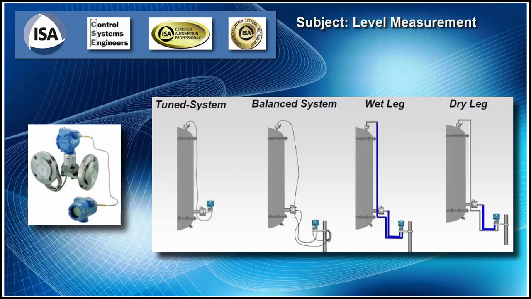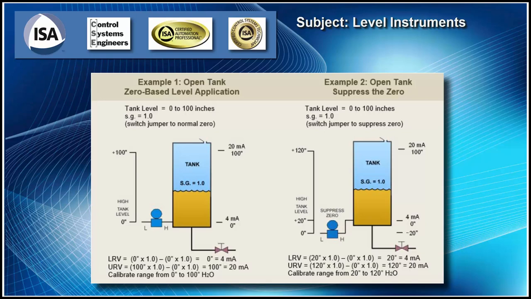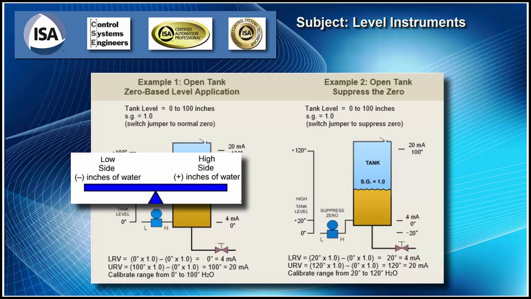All right, this differential pressure transmitter is just what it says, a difference transmitter. It measures the difference of the high side and the low side. So that's high side minus low side. The low side looks like minus inches of water, and the high side looks like positive inches of water. Here we're trying to measure 0 to 100 inches in the tank. When it's empty and we take this transmitter off the shelf and calibrate 0, our balance beam is at 0. Both sides are equal.